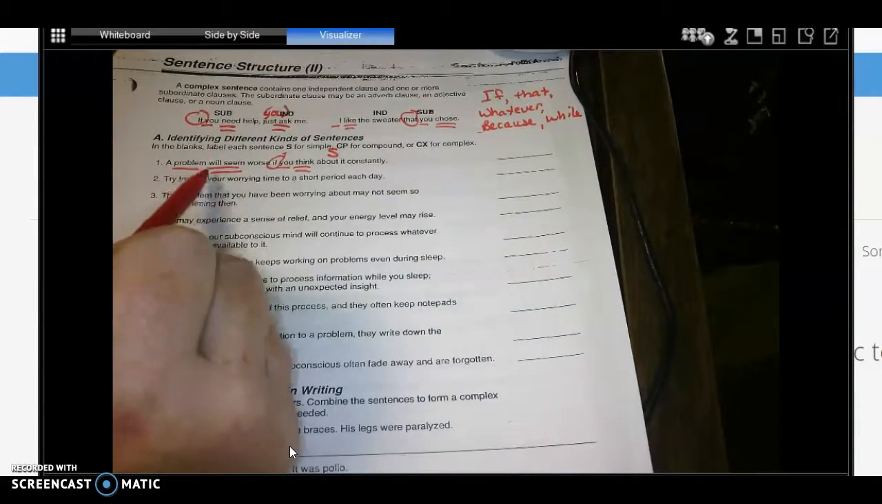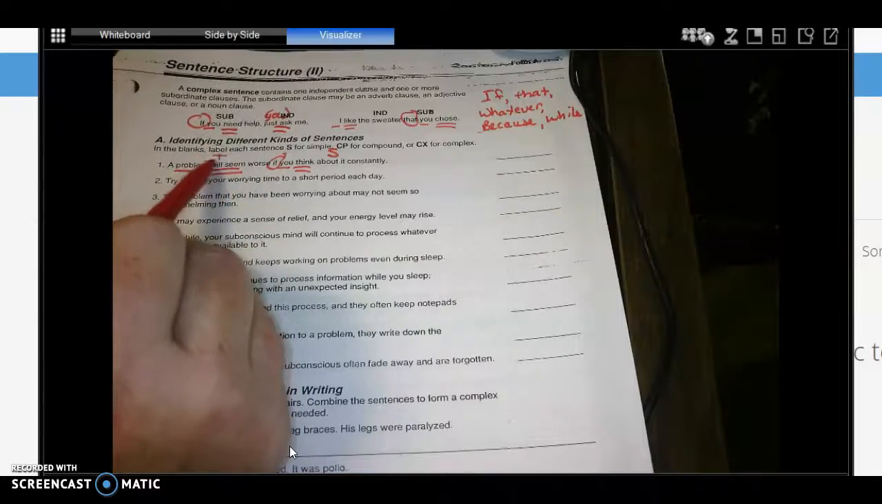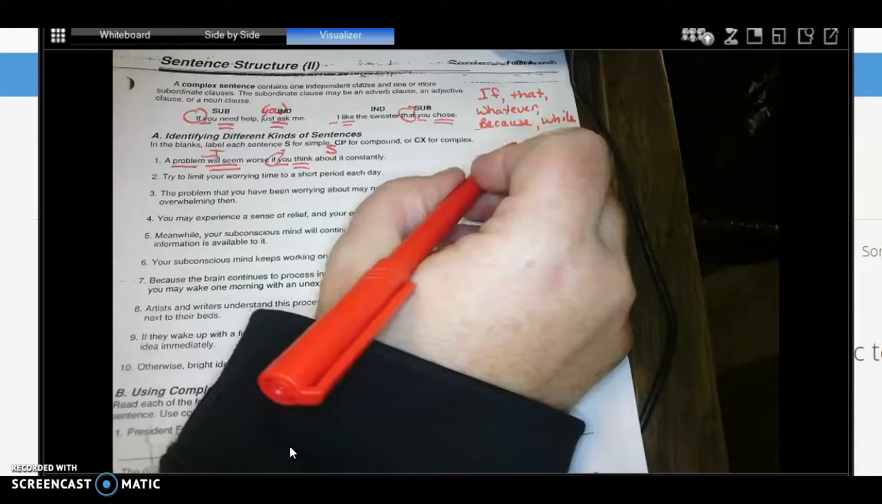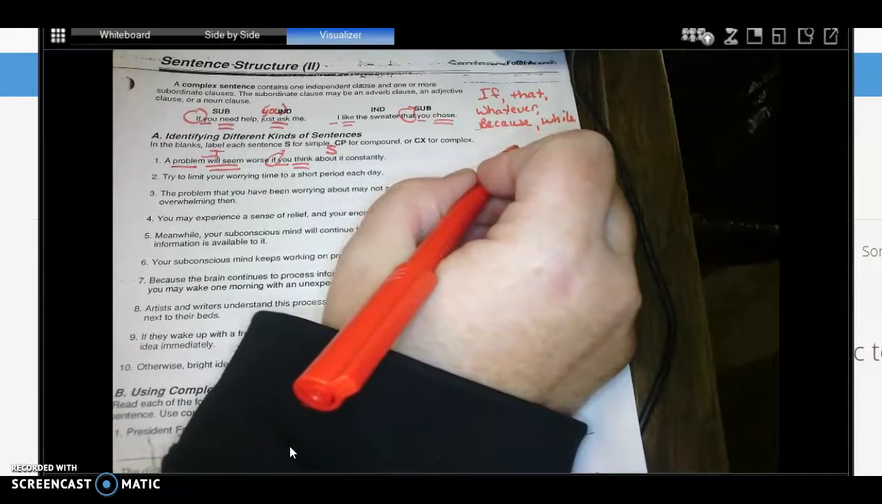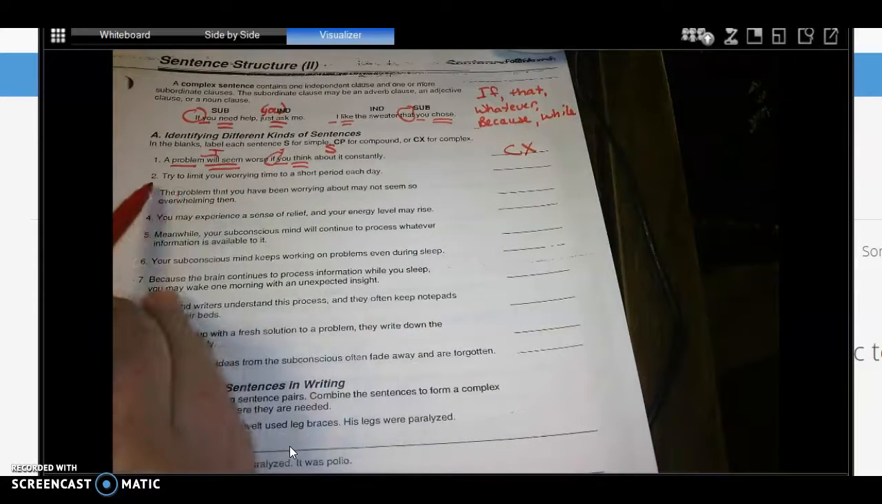And then we have a problem will seem worse. That could be independent, so I'm going to label it I. So this sentence has one independent and one subordinate. So this one is complex, so we're going to label it CX. All right, let's look at number 2.